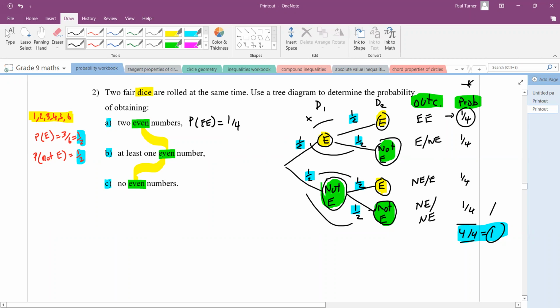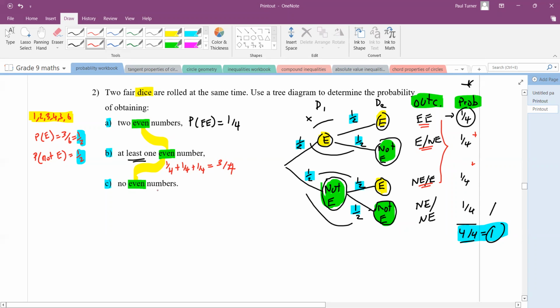This one says at least 1 even number. So minimum 1 even number. So that means you could have EE, E not E, not E E. So these 3 have at least 1 even number in them. And when we go down the tree, we add these probabilities. So that's going to be a quarter, plus a quarter, plus a quarter, which will give you 3/4 or 75%.